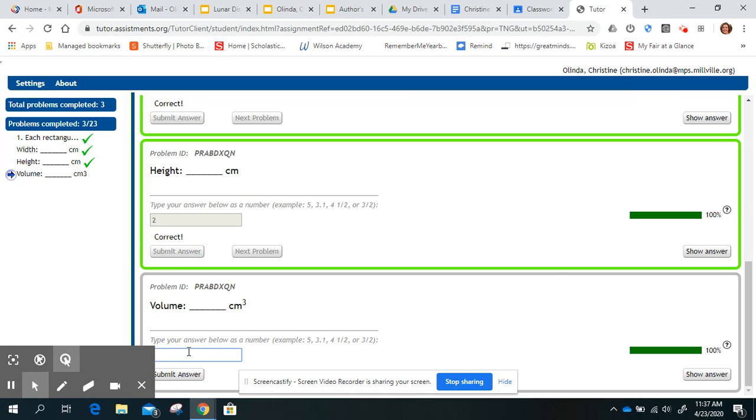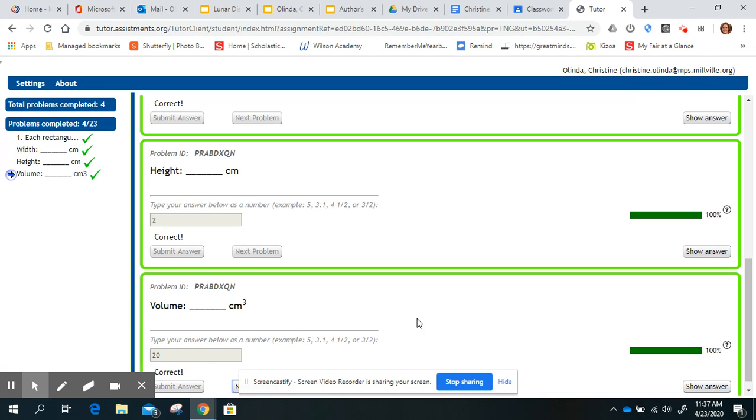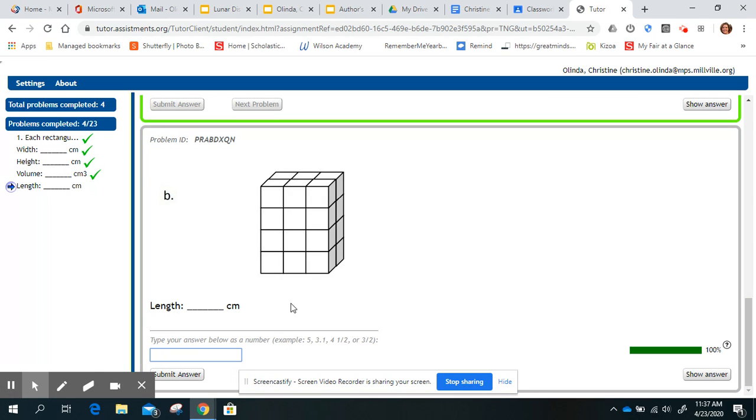And so I'll type in 20. I don't have to do cubic centimeters because it's already there for me, and I hit submit answer and I got it correct, and I need to go to the next question. All right, so here's 1B. They want to know the length. So you just count how many blocks along the bottom there are, and that's how long the object is. 1, 2, 3, so the answer is 3.